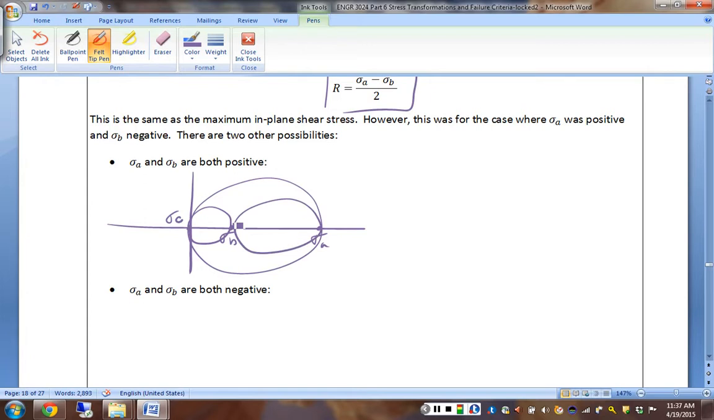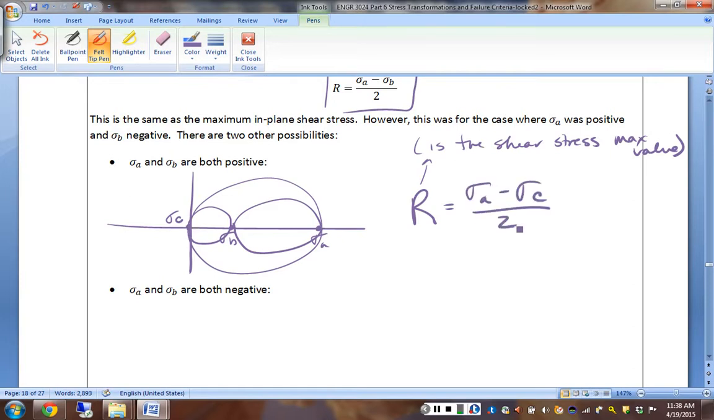So for this case, the largest possible radius, which is the shear stress max value, is sigma A minus sigma C over 2.